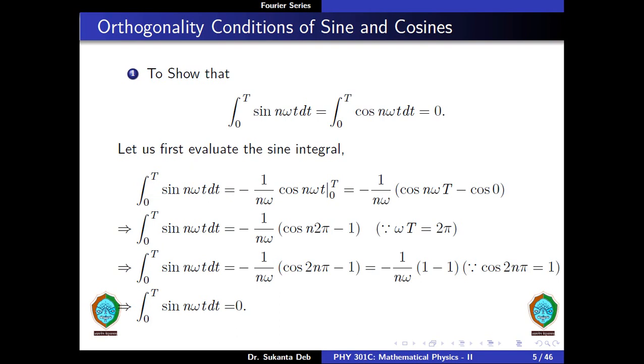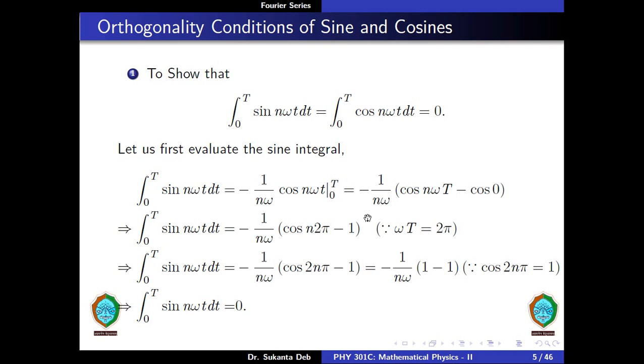Now we apply the rule of integration. So this is equal to minus 1 by n omega into cos of n omega t. Lower limit is 0 and upper limit is capital T. So this becomes equal to minus 1 by n omega. Now we substitute for the upper limit, so this becomes cos of n omega capital T minus cos of 0 if we substitute for the lower limit. Then this integral becomes equal to minus 1 by n omega into cos of n into twice pi minus 1.